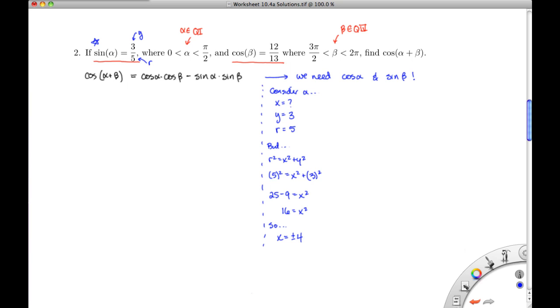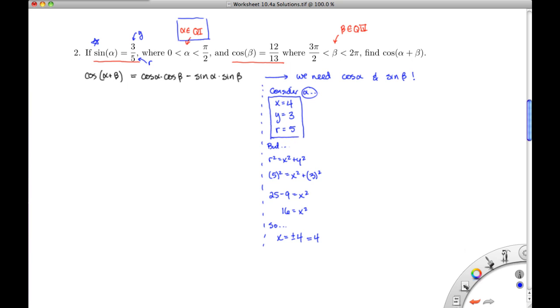So the question is, which one is it? Is x positive 4 or is it x negative 4? Well, this is why we want to make note of the quadrant that we're in. Since alpha is the one that we're working on here, since alpha is in the first quadrant, we know that both x and y are positive. So this is just going to be positive 4. So now we can go back up here, and we can say, well, we know that x is positive 4.